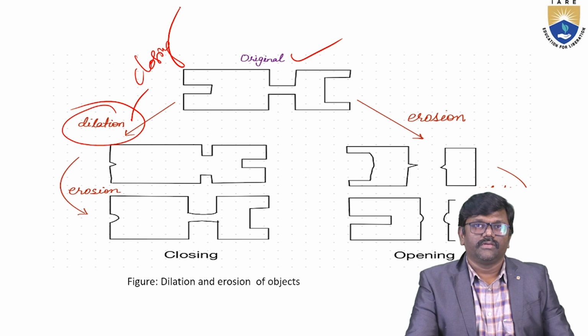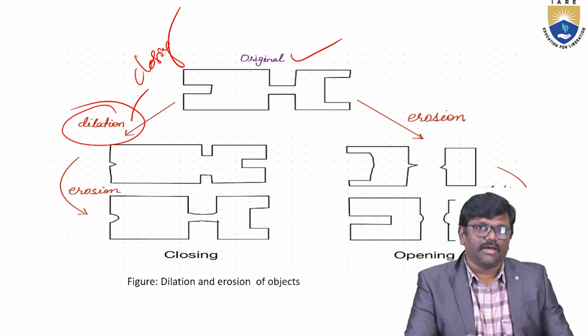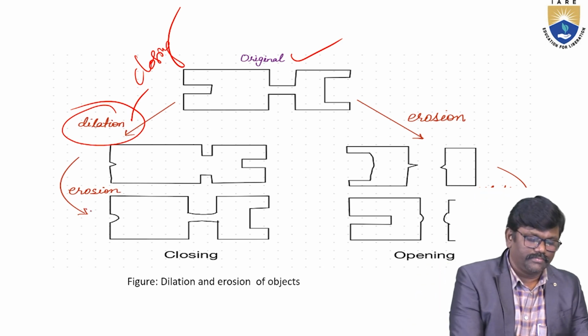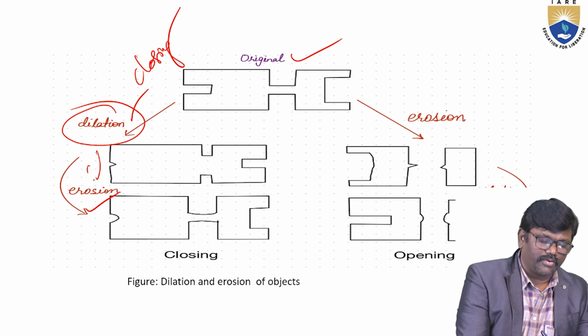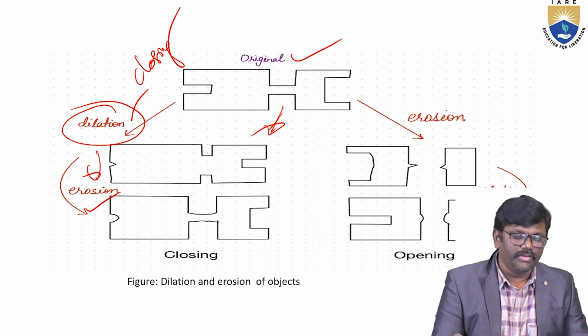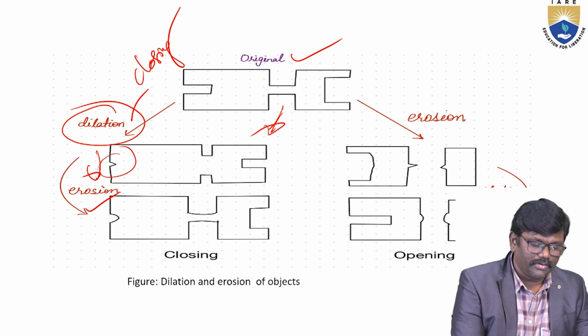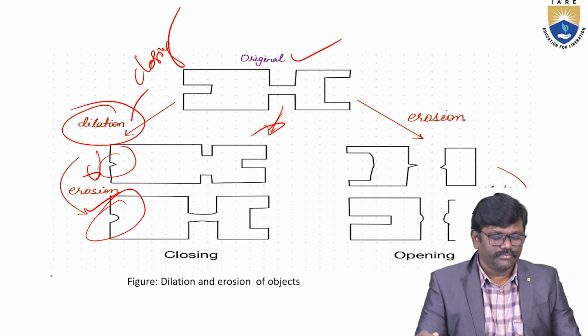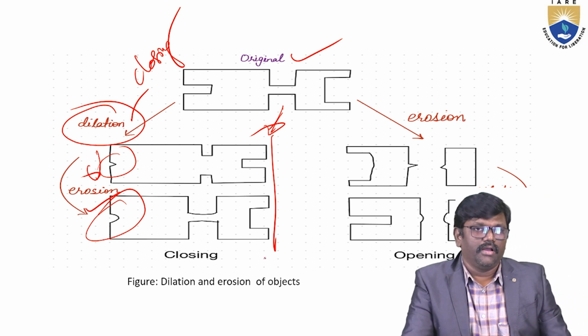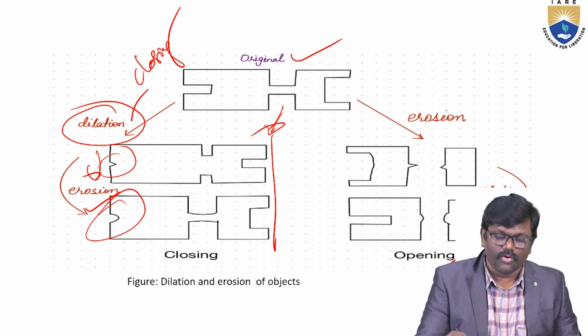This is closing. First we go to the dilation operation. You first perform the dilation and then go to erosion. So that is what we are going to do here. Your original figure goes through dilation, then erosion. So this is your closing compound operation.